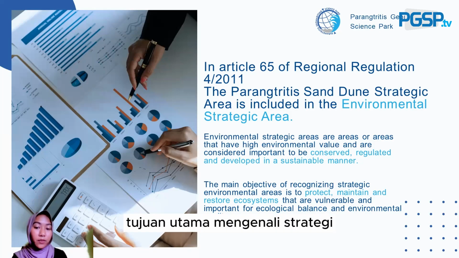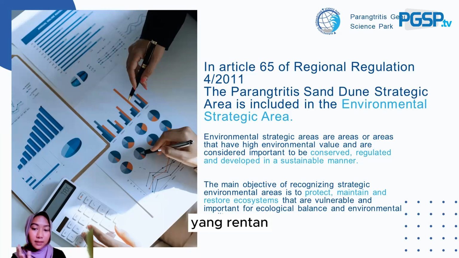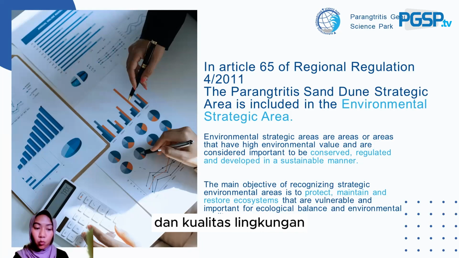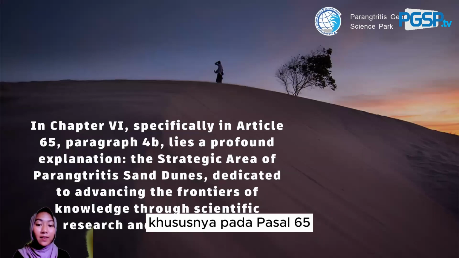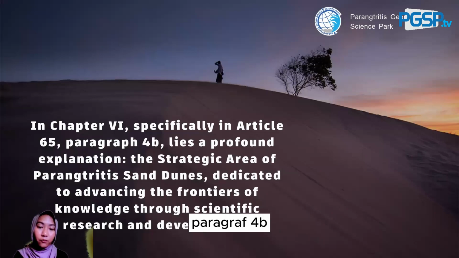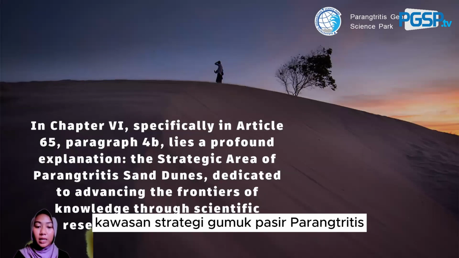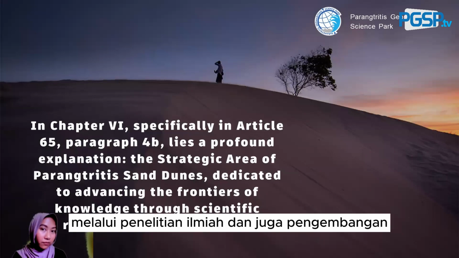The main objective of recognizing strategic environmental areas is to protect, maintain, and also restore ecosystems that are vulnerable and important for ecological balance and environmental quality. In Chapter 6, specifically in Article 65, Paragraph 4b, lies an explanation that said the strategic area of Parangtritis sand dunes is dedicated to advancing the frontiers of knowledge through scientific research and also development.